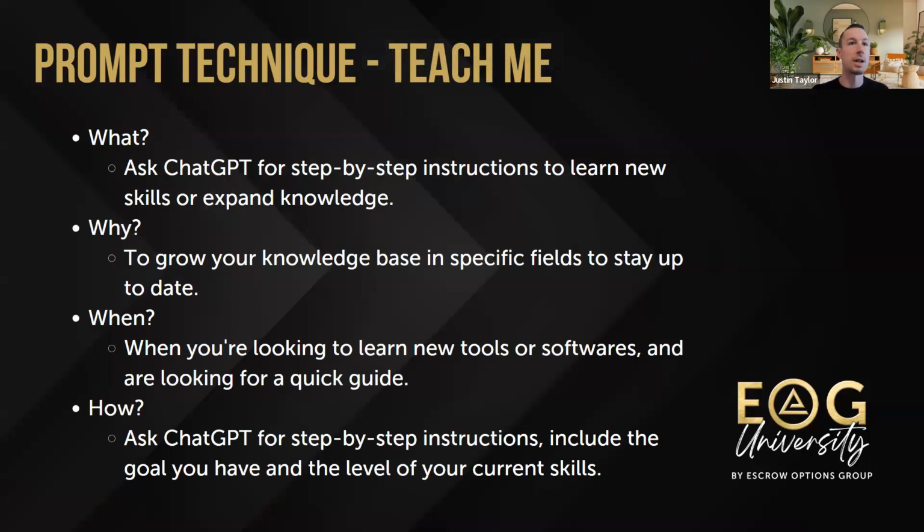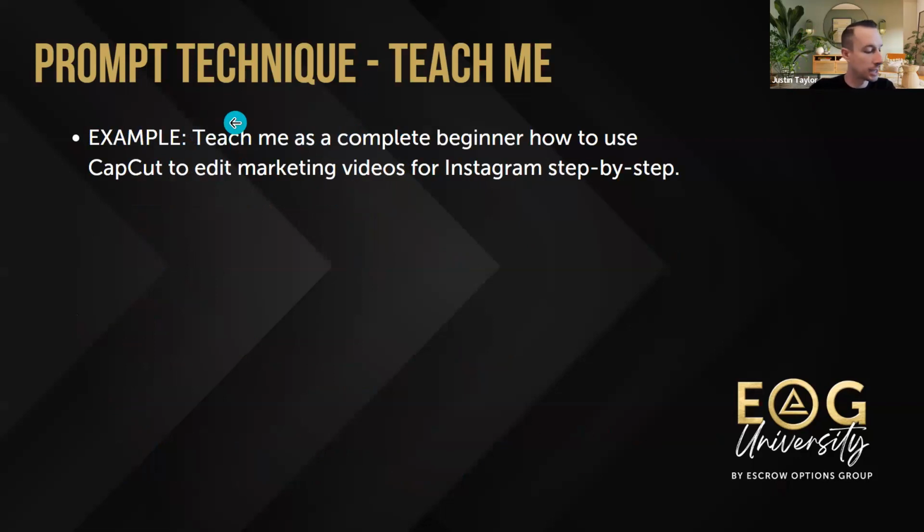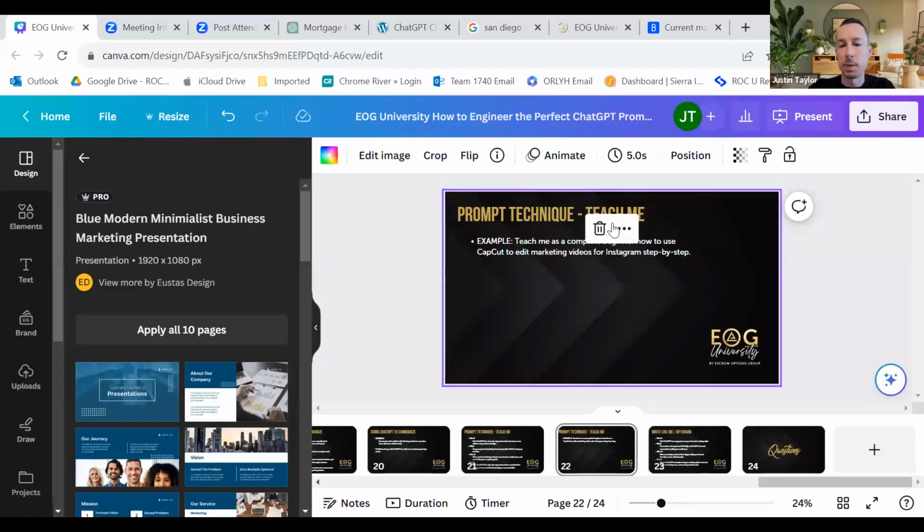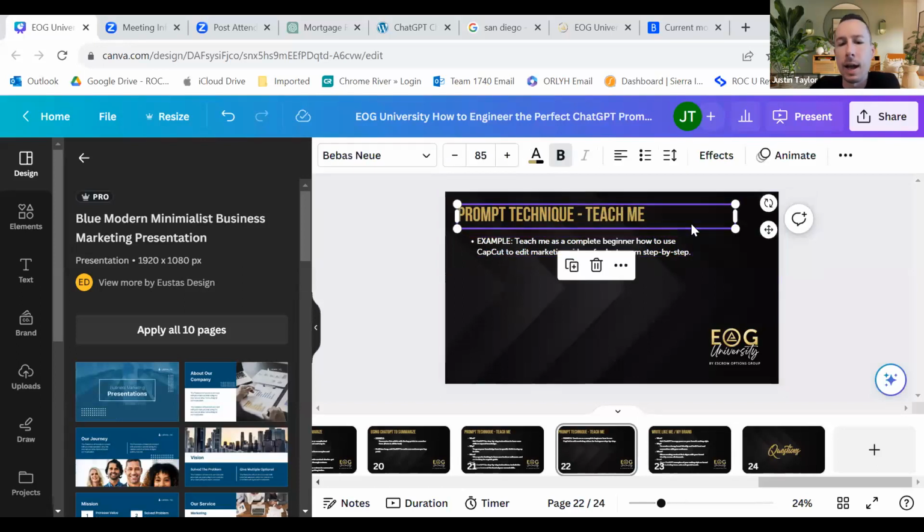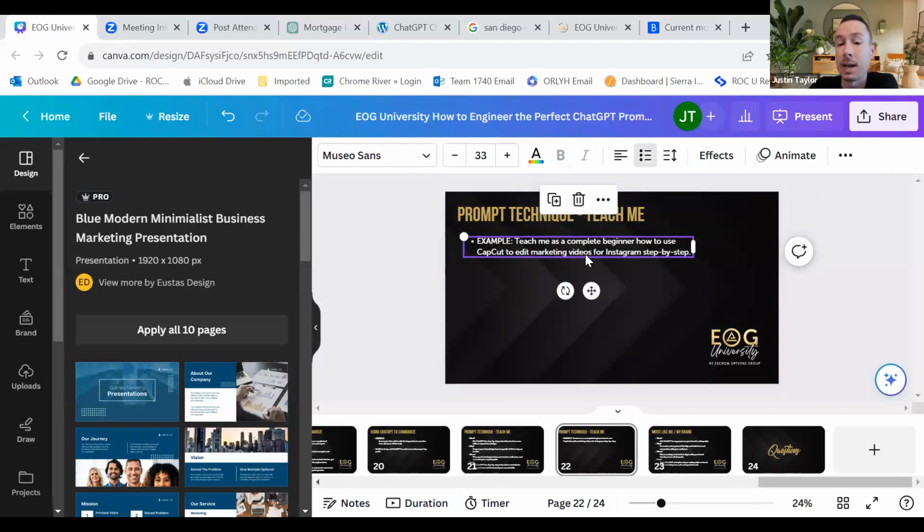Marketing, lead generation, mortgage, a home warranty, whatever it may be, you can learn it a lot quicker by condensing it. When you're looking to learn new tools or software and are looking for a quick guide, ask ChatGPT for step-by-step instructions, include the goal you have and the level of your current skills. So an example would be, teach me as a complete beginner how to use CapCut to edit marketing videos for Instagram step by step. If you don't know what CapCut is, it's a video editing app on your phone.